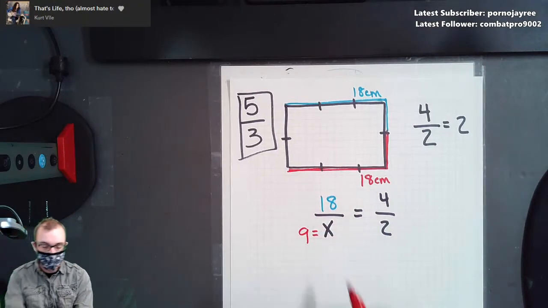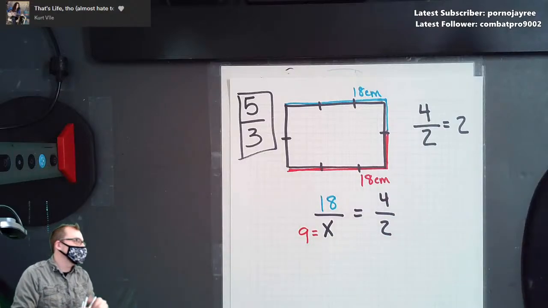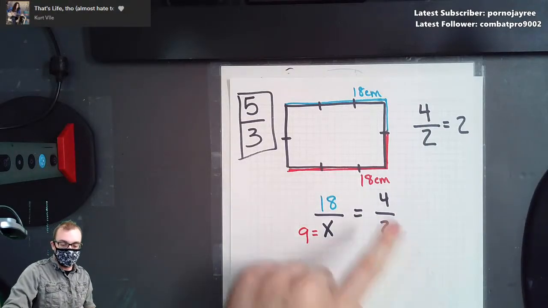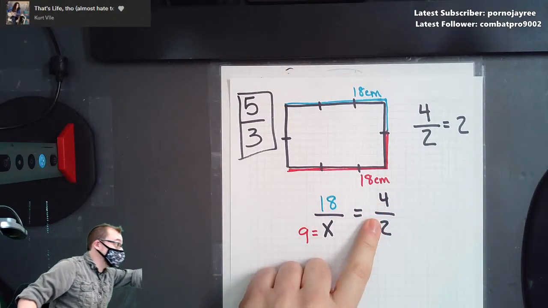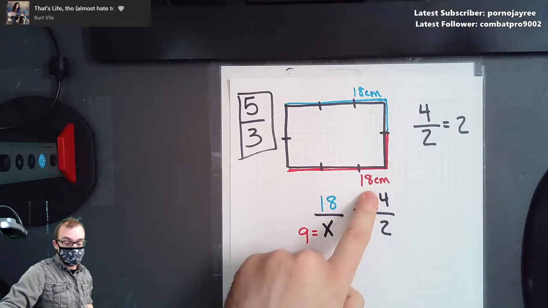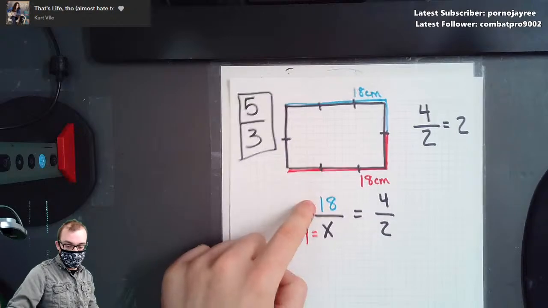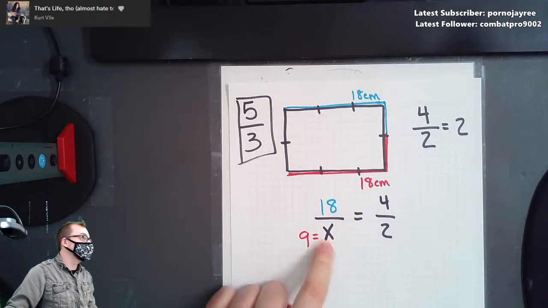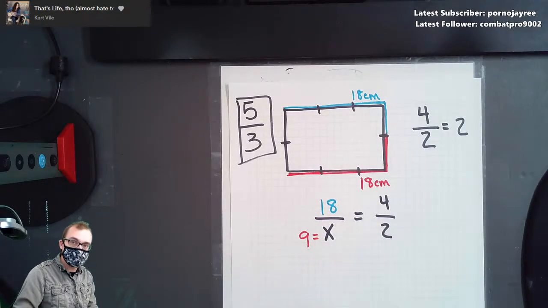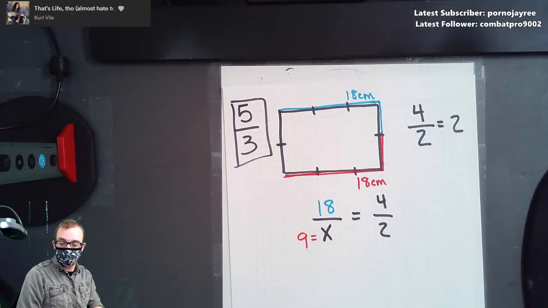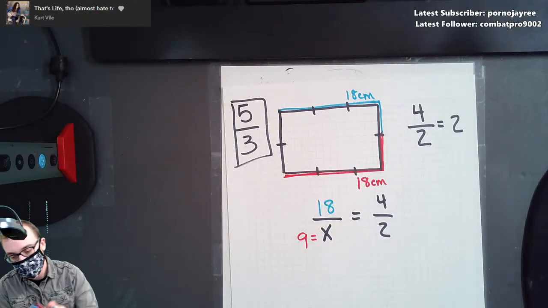In algebra, you had to be like, okay, cross multiply, blah, blah, blah. No. What does it mean? The relationship between 4 and 2. Remember, division is relationships, right? The relationship between 4 and 2 is the same as, that's what equal means, 18 and its relationship with what number? 9! This has to be 9. Okay.